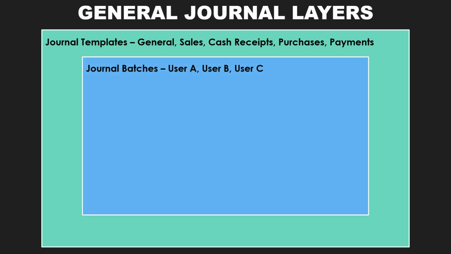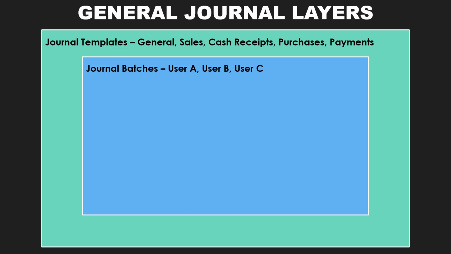Then we come on to journal batches. Now the batches are created based on the journal templates. So all the journal batches created from a specific template have the same structure. For example, a journal template or a payment template. So all the batches under those templates will contain the same structure, default settings, and information which is defined in the template. So generally, batches are used to separate one user's entries from another.